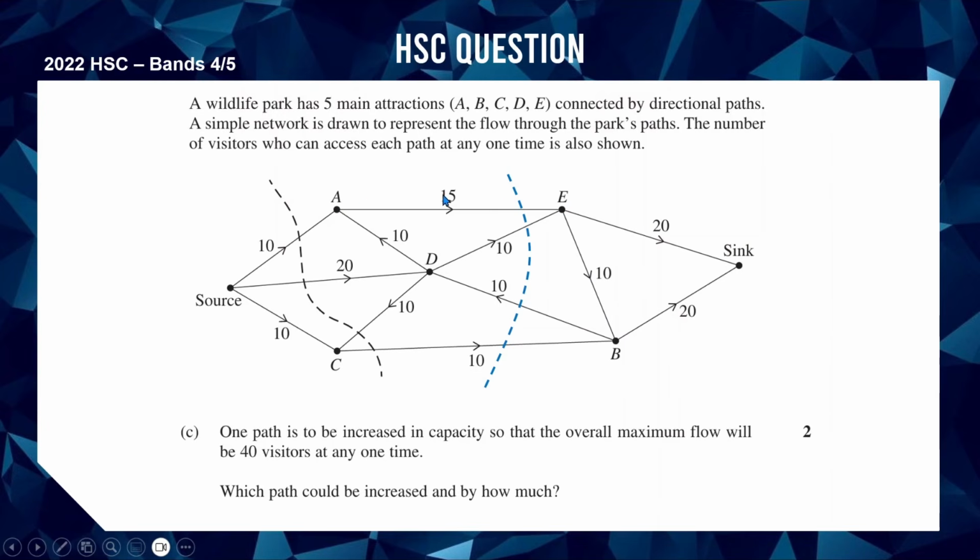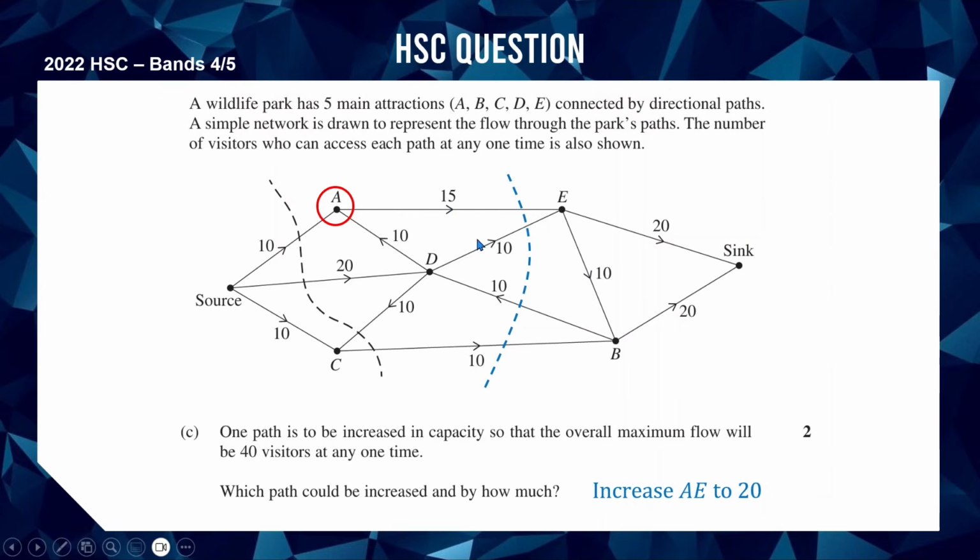15 and 10. So we could up this one from A to E. We could up this to 20, and that would still work because we still have 30 coming in. We'd have 30 coming in here, and then we'd have 30 going out. So this top section would become more optimized if we increase 15 to 20.